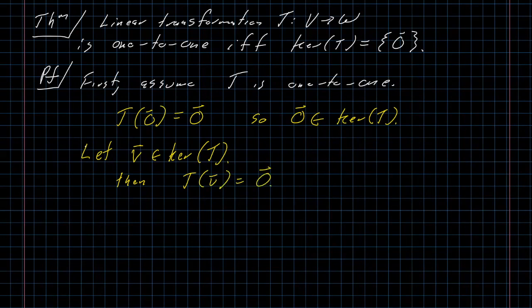I do know the definition of the kernel, though. The kernel is the set of vectors that map to the zero vector. So because v is in the kernel, t of v must be the zero vector, right? And again, this is the zero vector in W, which is useful because I have over here something else that is equal to the zero vector in W. So by substitution, t of v has to be equal to t of 0.